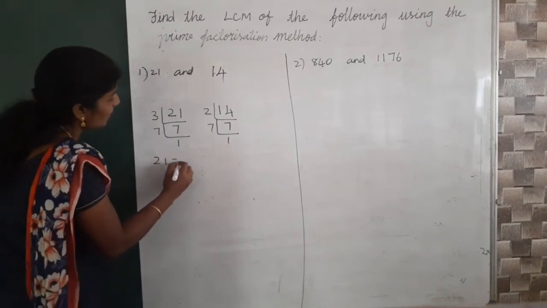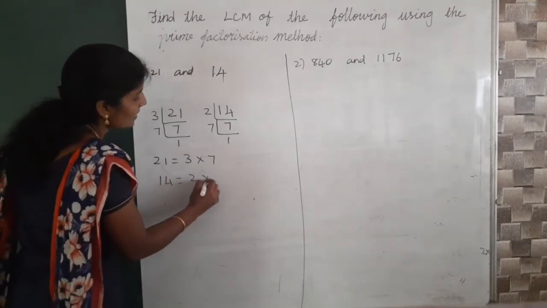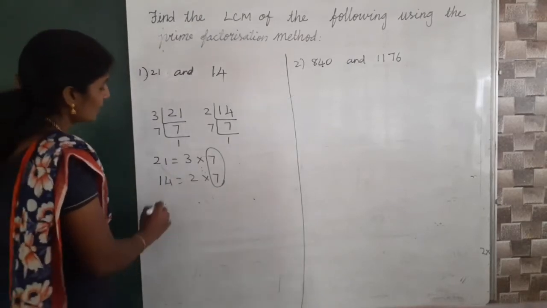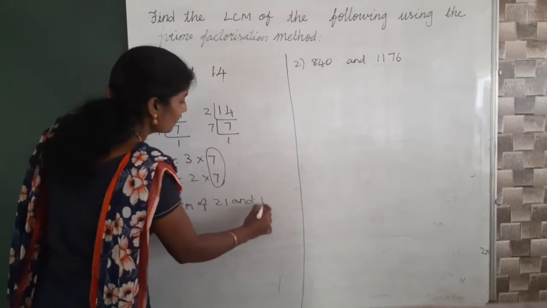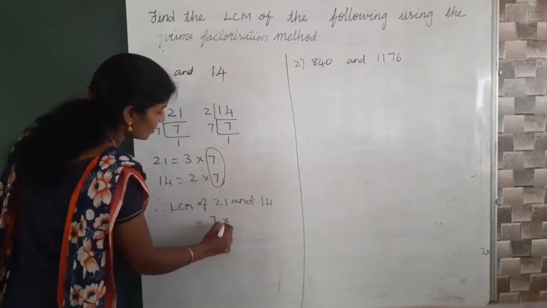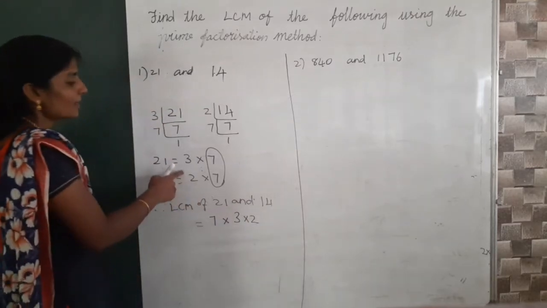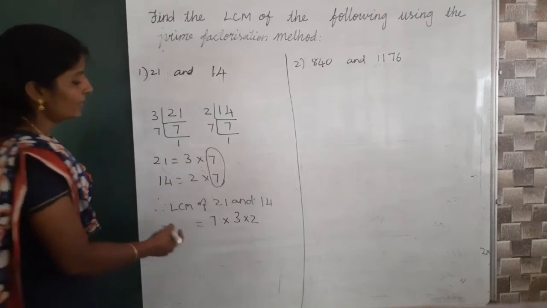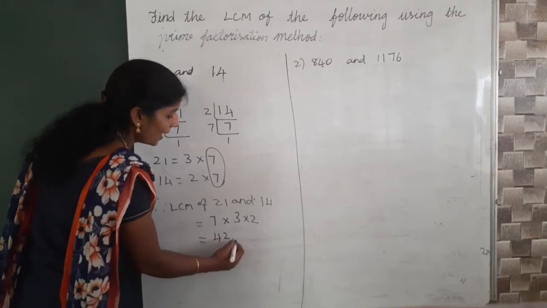So what are the prime factors of 21? 21 is equal to 3 into 7. Then 14 is equal to 2 into 7. Here the common factor is 7. Therefore, LCM of 21 and 14 equals the product of common factors, that is 7, into the product of the factors that are not common, 3 into 2. So 7 3s are 21, 21 into 2, 42 is the answer.